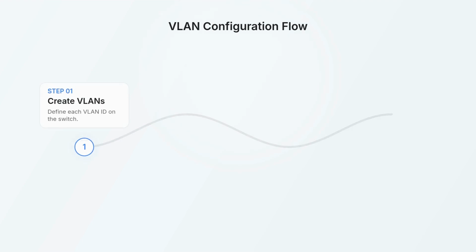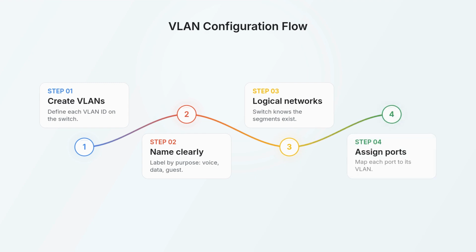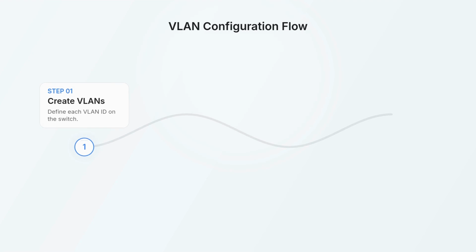When you configure this, you usually start by creating the VLANs and giving them clear names. That way the logical networks exist on the switch before you start assigning ports to them. Next, take the user-facing interfaces, put them into access mode, and assign each one to the correct VLAN for that department or device group. That's how you place the endpoint into the network you actually want it to live in. Then configure the uplink as a trunk and allow only the VLANs you actually need. And as a best practice, use an unused native VLAN like 99 instead of just leaving the default in place.